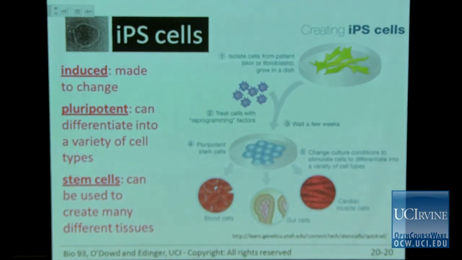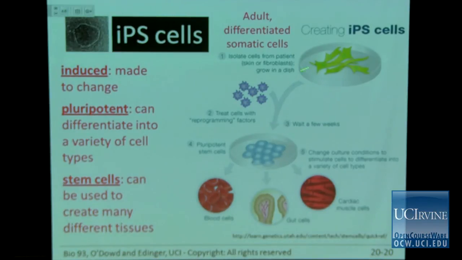So here's the basic protocol for how you make an iPS cell. You start, just like in the somatic cell nuclear transfer experiment, with an adult differentiated cell. Now they used a mammary gland cell in that experiment, but you wouldn't have to do that. You could use any somatic cell. It's just that skin is easy to get, so people start with skin.